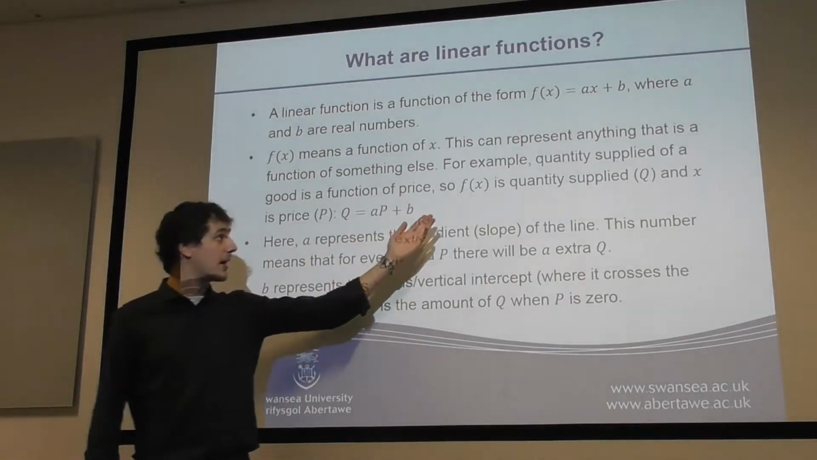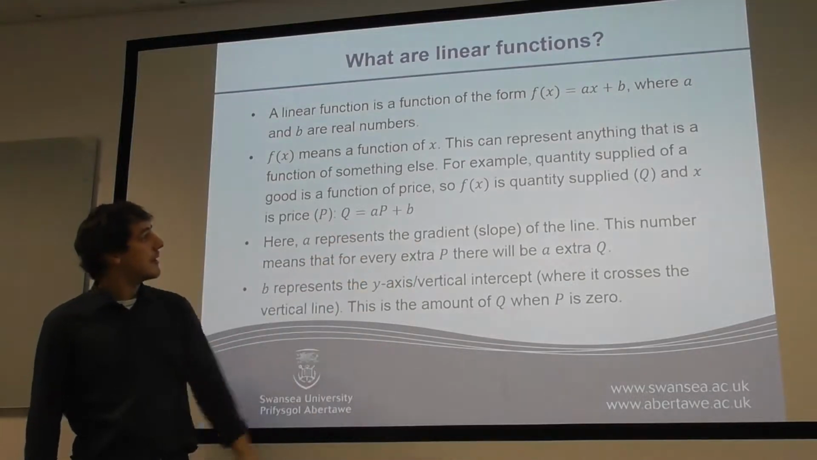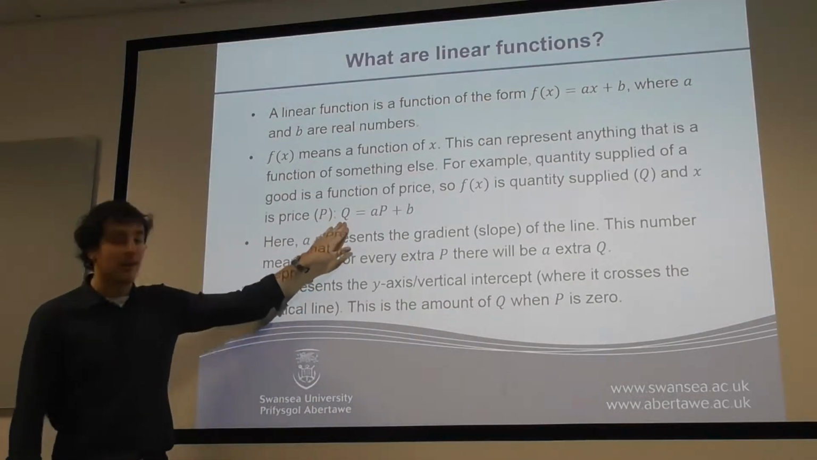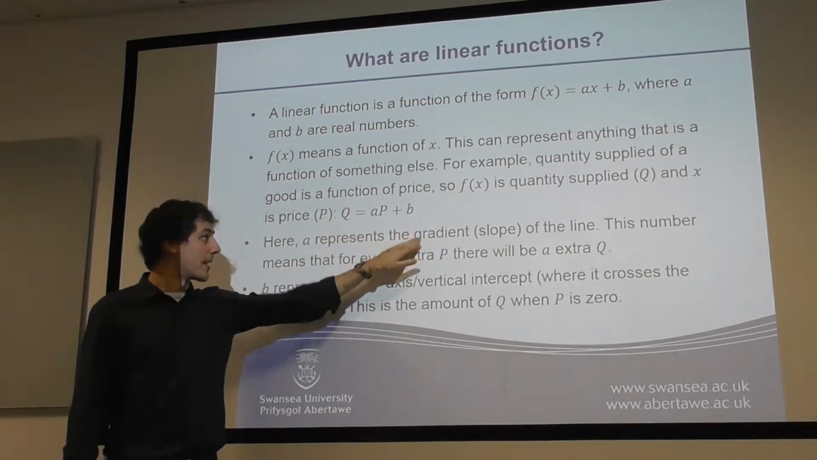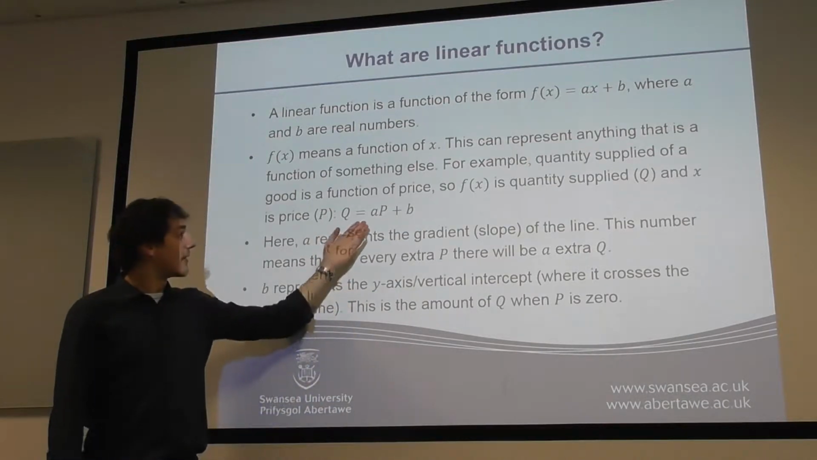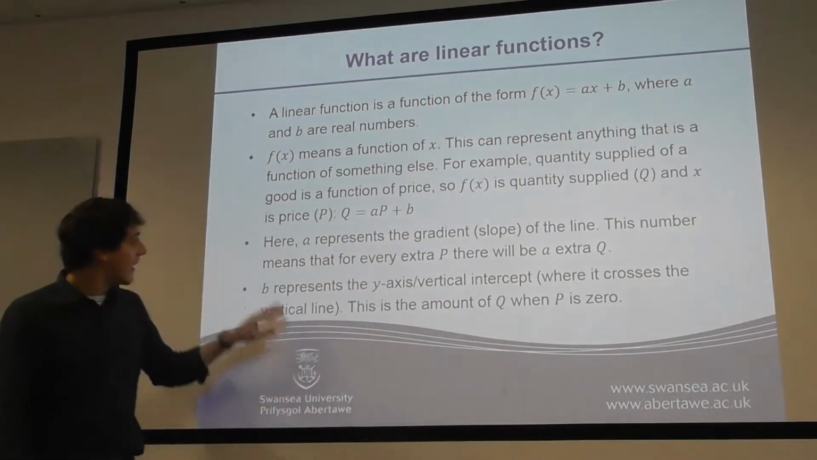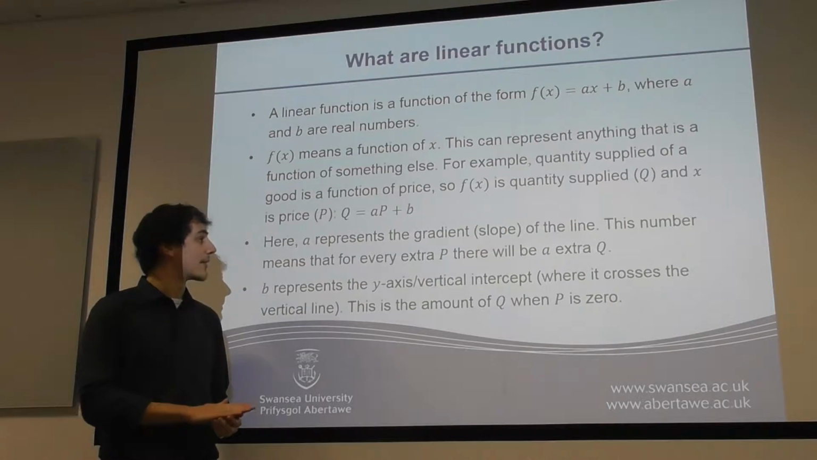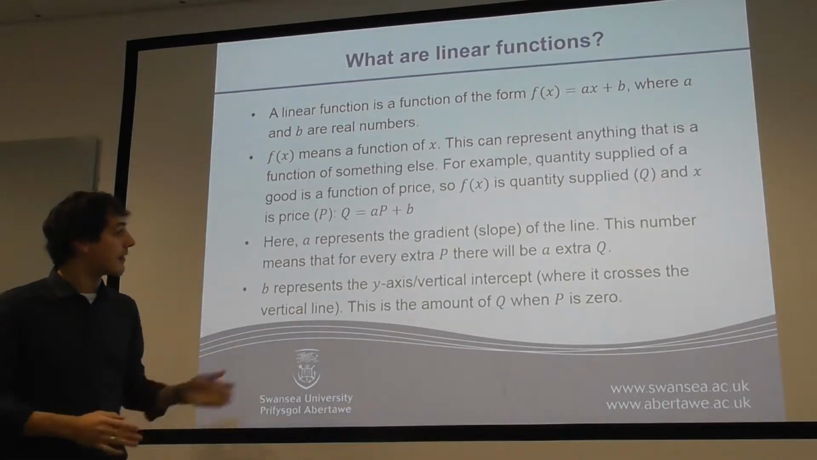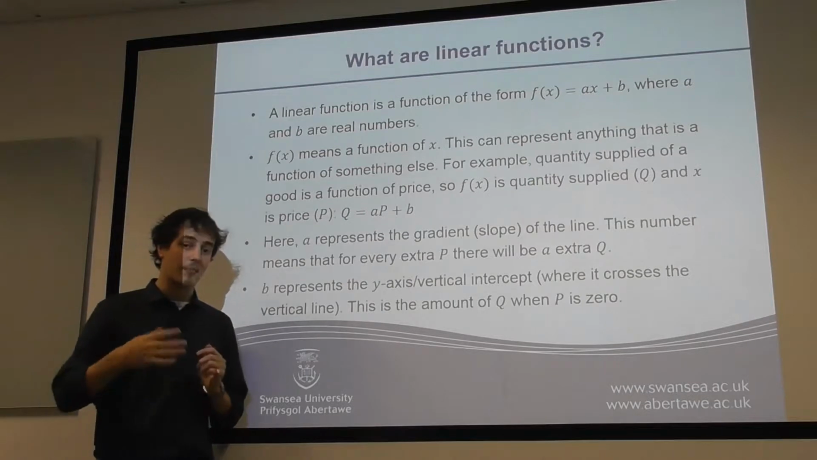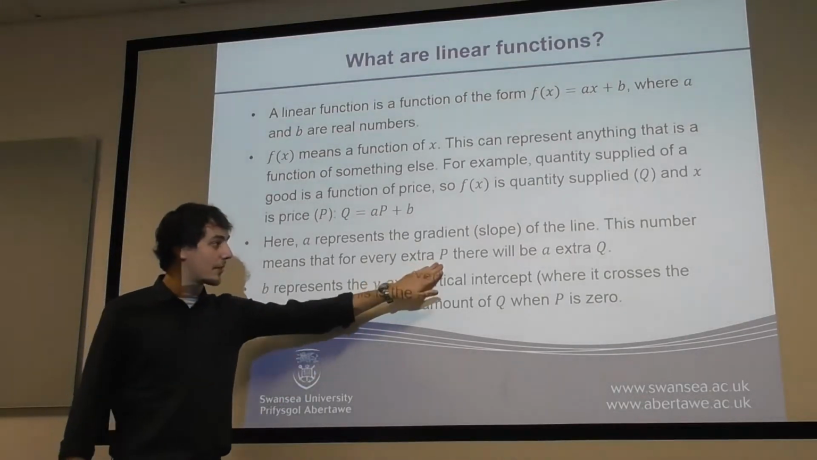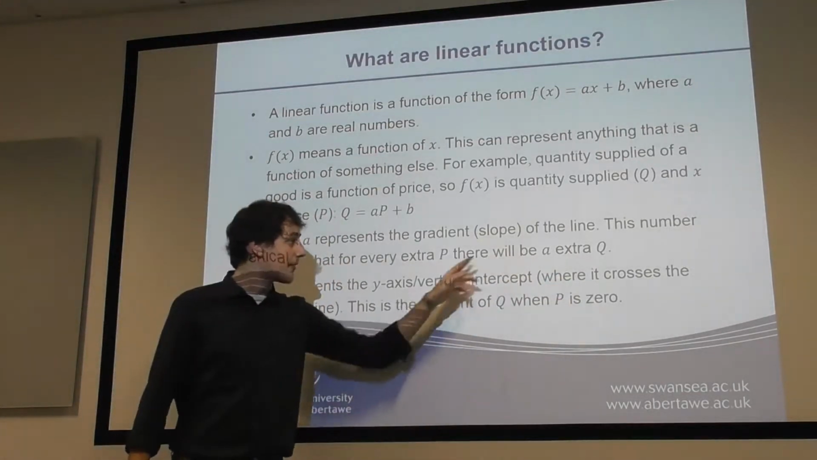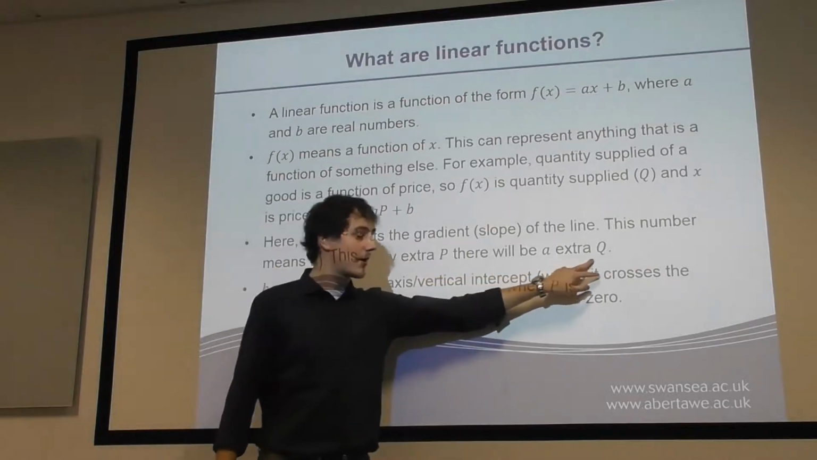For example, quantity supplied, or Q, is a function of price, or P, as you can see here. So we can get an equation like Q equals AP plus B. Basically, quantity is a function of price. Here A represents the gradient or the slope of the line. So it's how steep it is, whether it's a very steep line or shallow. It means that for every extra pound, every extra dollar, every increase in price, there'll be an A extra of quantity. So if A is 2, then for every extra pound, the quantity supplied will increase by 2.